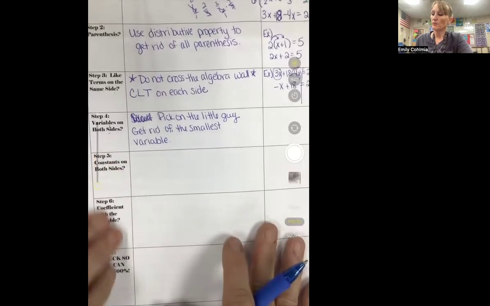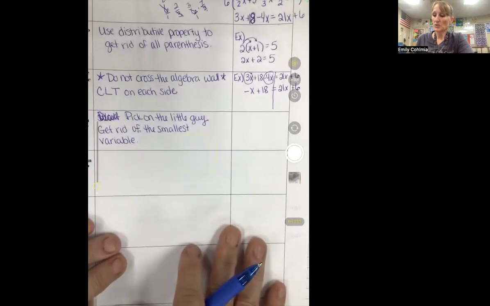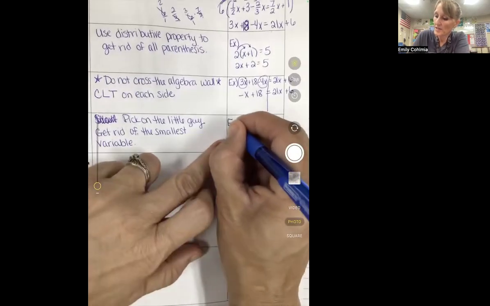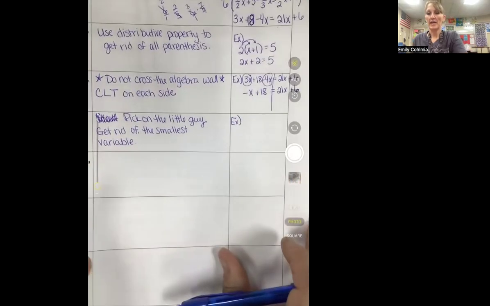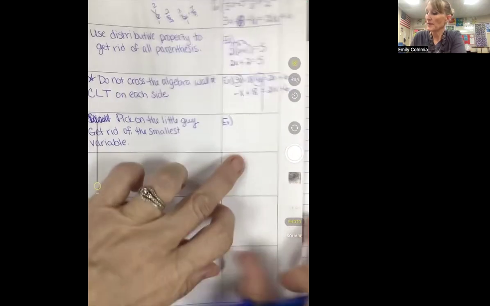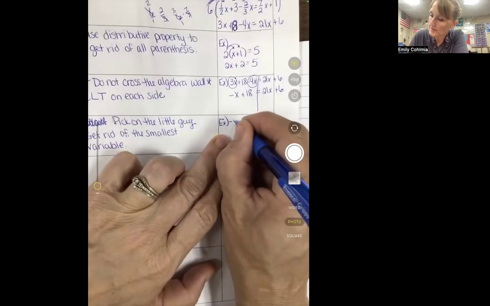So the reason that I have you pick on the little guy is because a lot of times it's going to eliminate negatives. And I know that middle school kids tend to make mistakes with negatives. So the less negatives that we have, the better.